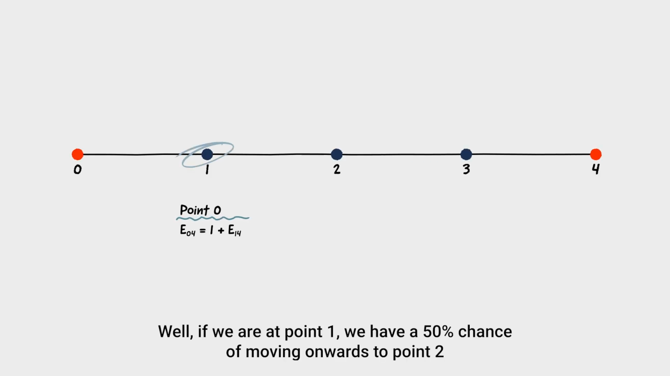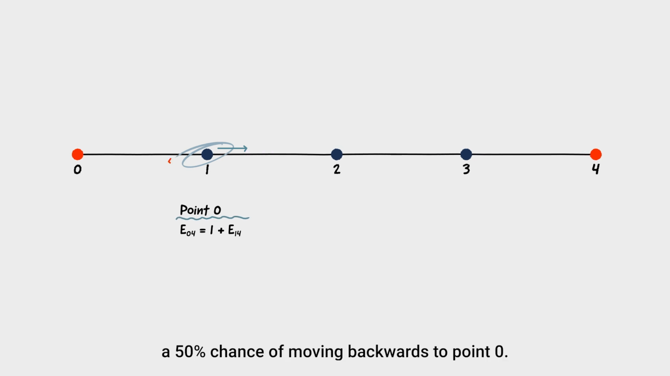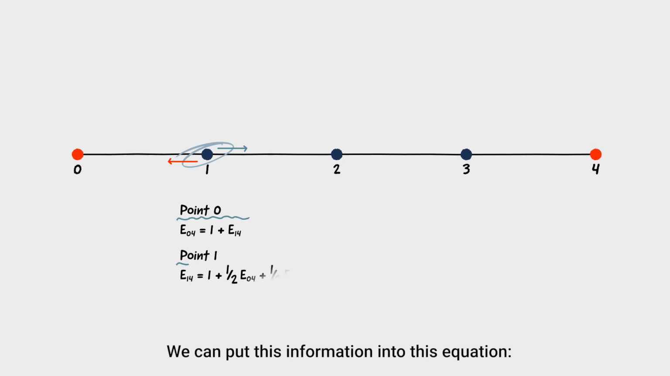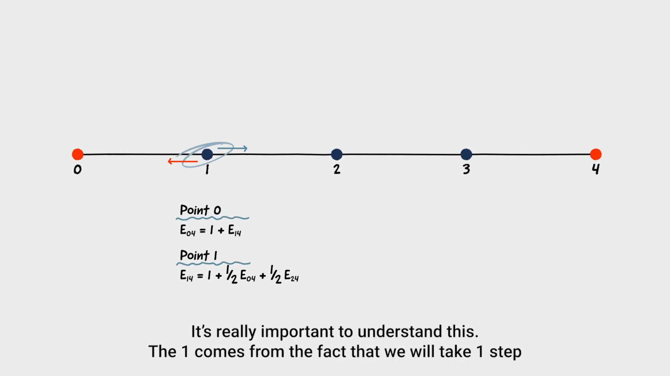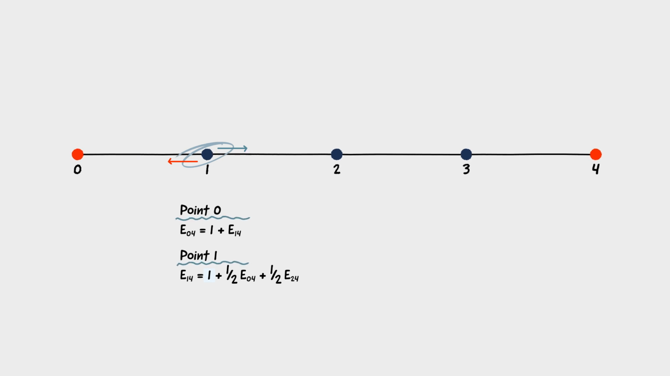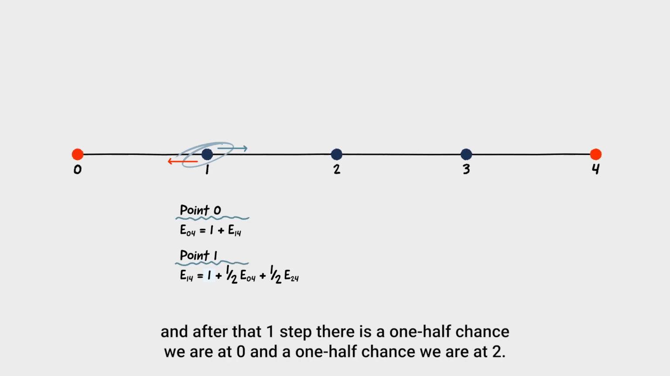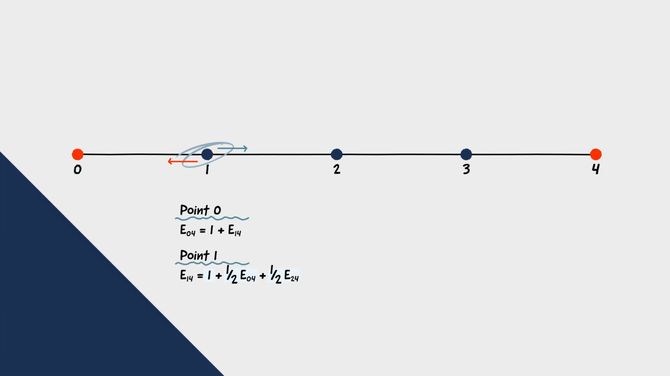Well, if we're at point 1, we have a 50% chance of moving onwards to point 2 and a 50% chance of moving backwards to point 0. We can put this information into this equation. E14 equals 1 plus a half E04 plus a half E24. It's really important to understand this. The 1 comes from the fact that we will take 1 step, and after that 1 step, there is a 1/2 chance we are at 0 and a 1/2 chance we are at 2.